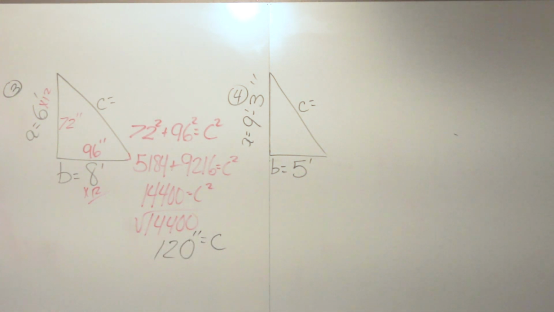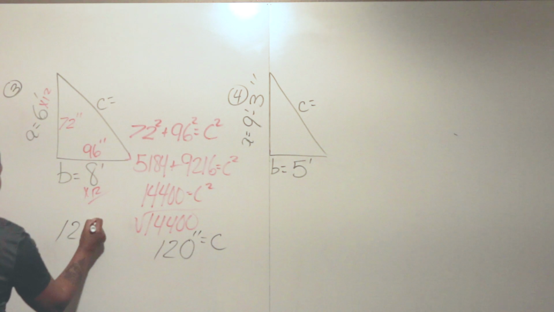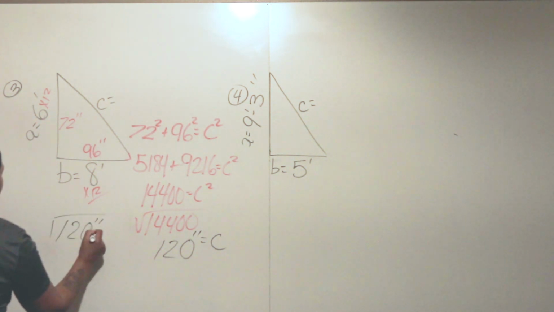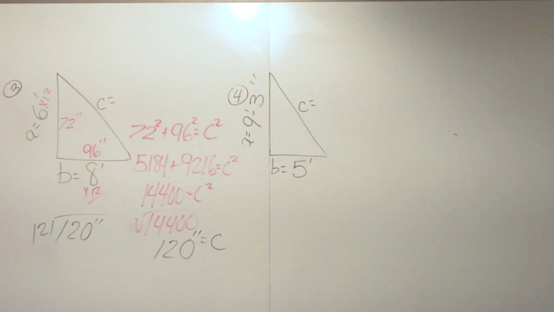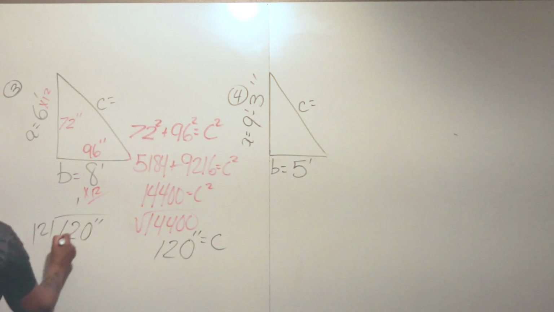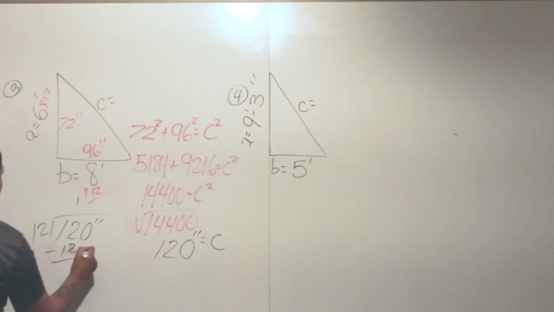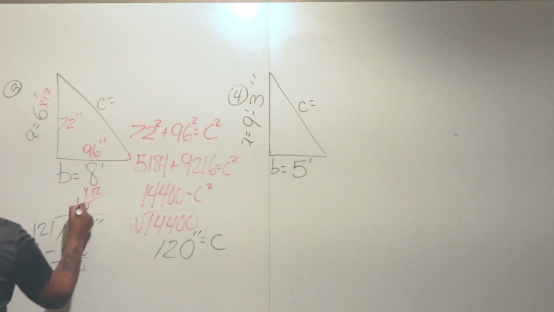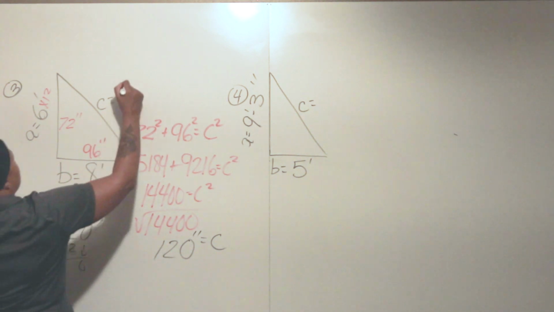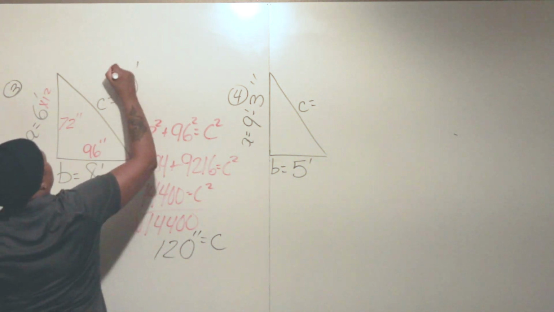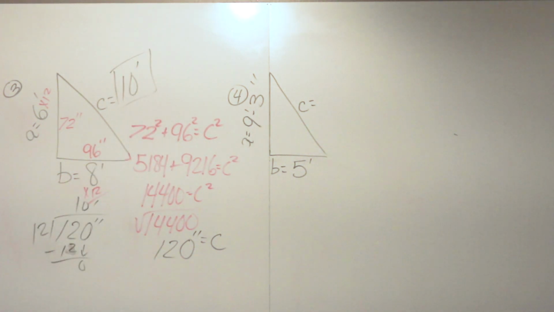So 120 inches, what do we do? Is that our final answer? How many 12s? Right, so we got to find out how many 12s can we get out of 120 inches. 10. Which is 10. So it's 10 feet. So C equals 10 feet.